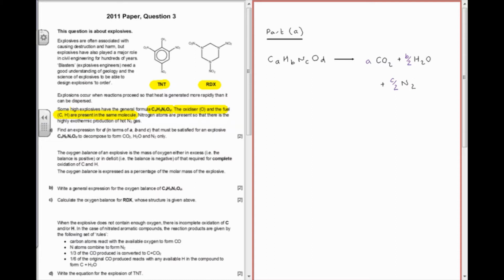We now need to balance the oxygen atoms, and this is quite simple, again using the same procedure. We have D atoms of oxygen going into the equation, and we produce 2A atoms of oxygen in our carbon dioxide, and B over 2 atoms of oxygen in our water. And if the equation is balanced and the explosive decomposes to form purely carbon dioxide, water and nitrogen, then we know that D must be equal to 2A plus B over 2.